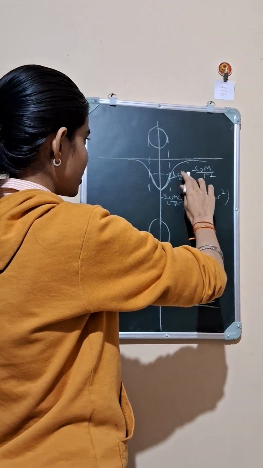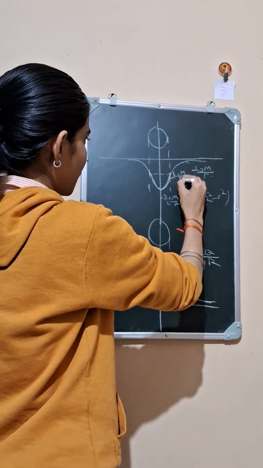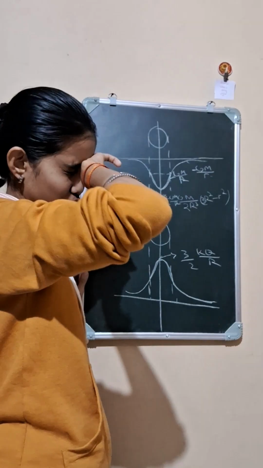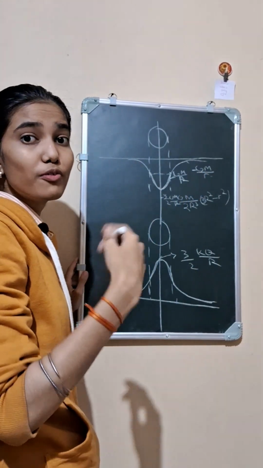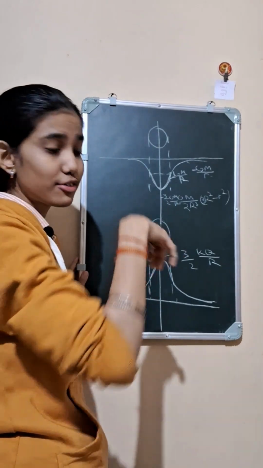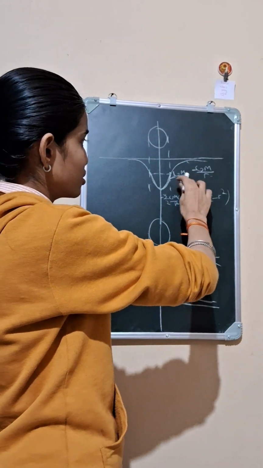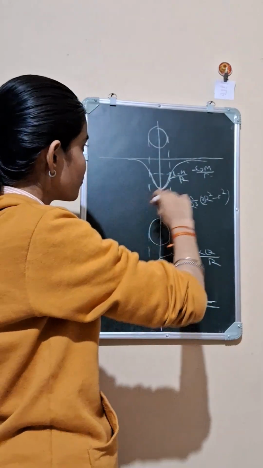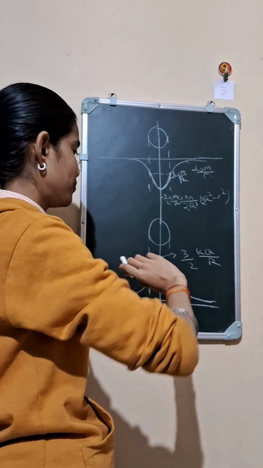Sorry, by mistake I have written a square here. It is actually minus GM by r, because I am drawing the graph of potential. By mistake I have written the value of gravitational field intensity. I am sorry for it. You just remove the square and write GM by capital R and minus GM by small r.